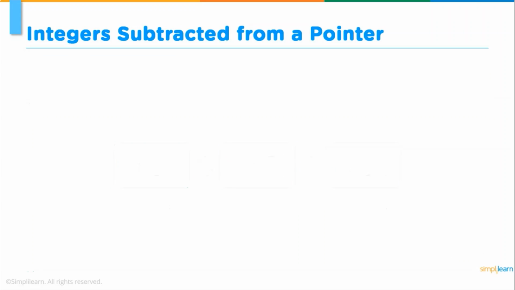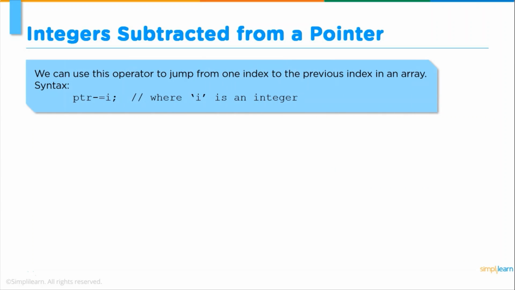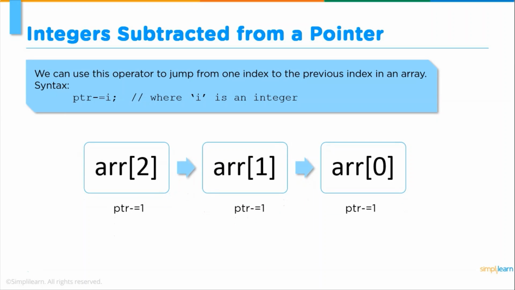Next, subtraction of an integer from a pointer. If this operator is applied on a pointer, then accordingly it will leap backward. If the integer is 2 and our pointer points at the last element, then the pointer will skip one element and shift to the previous element. Let's try and implement it in the code editor.